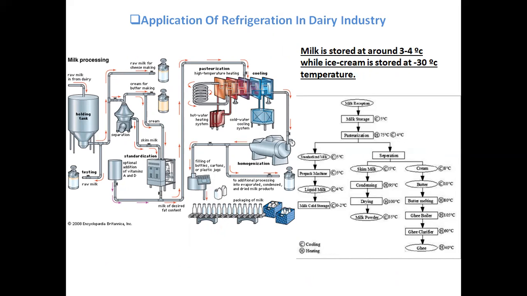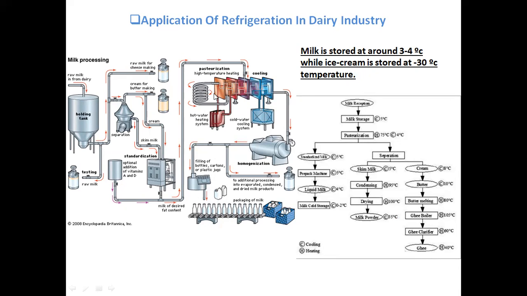So the next application is in the dairy industry. In the dairy industry, as shown here, the raw milk is taken out, and it will be used for cheese making. Part of it goes to butter making and other processes. Particularly, we are interested in skim milk. So this skim milk goes here, and after that this milk goes for the pasteurization process.